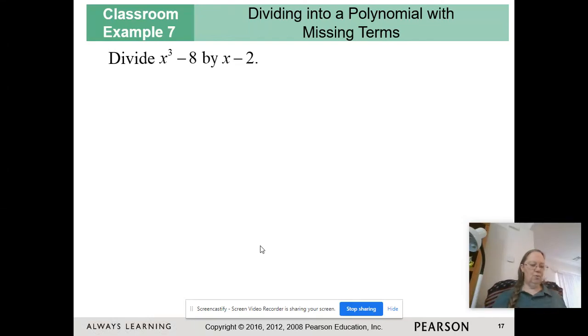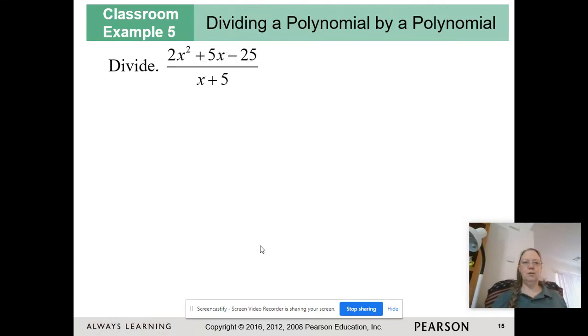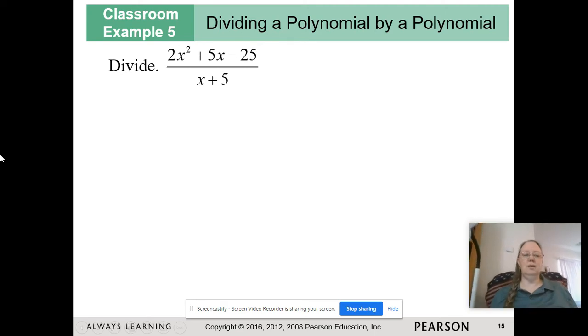All right, so let's do some more examples of dividing polynomials. Now, this one right here, notice I have x, just a plain x, no coefficient, no exponent. If I have x plus a number, I could actually use synthetic division on this, and I will show you that after we do long division.